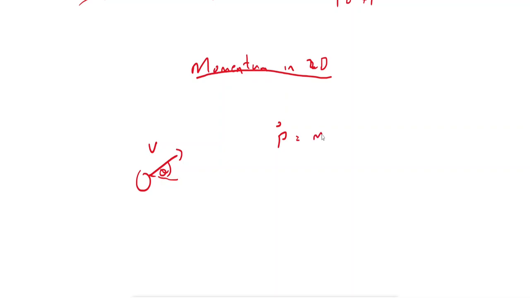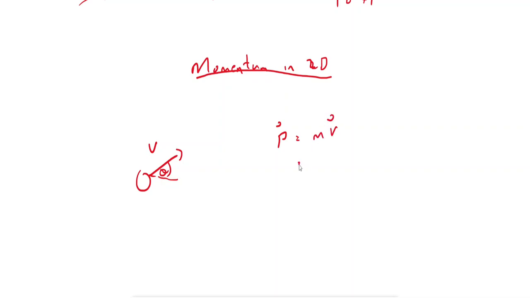All right, so now let's look at momentum in 2D. So this is basically what we want to look at now. This is a situation whereby you have a mass that is traveling at the speed V, and that velocity is at an angle like this. So you are going to get a momentum vector, and that momentum vector will be given by this.